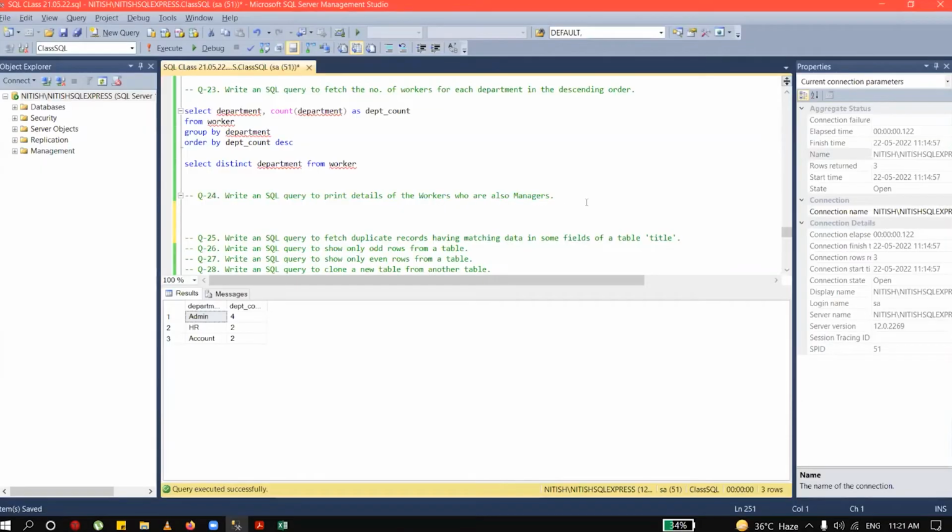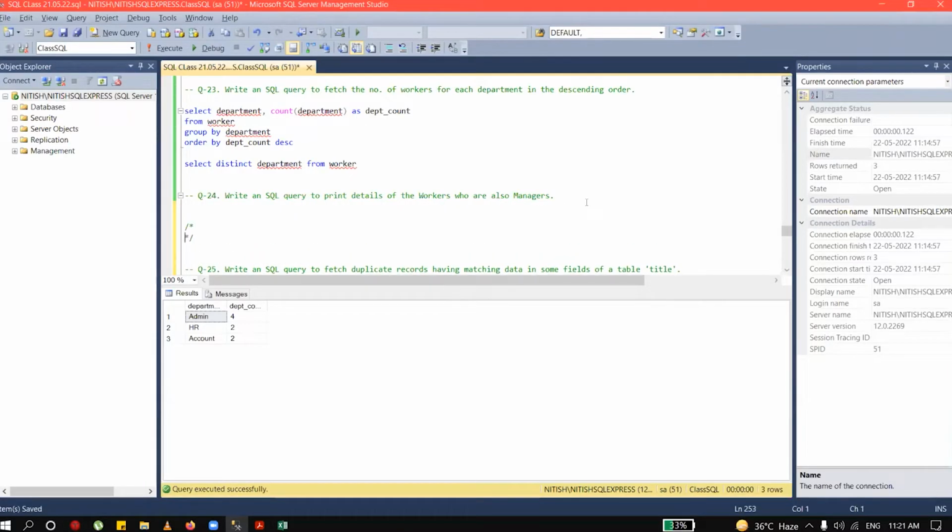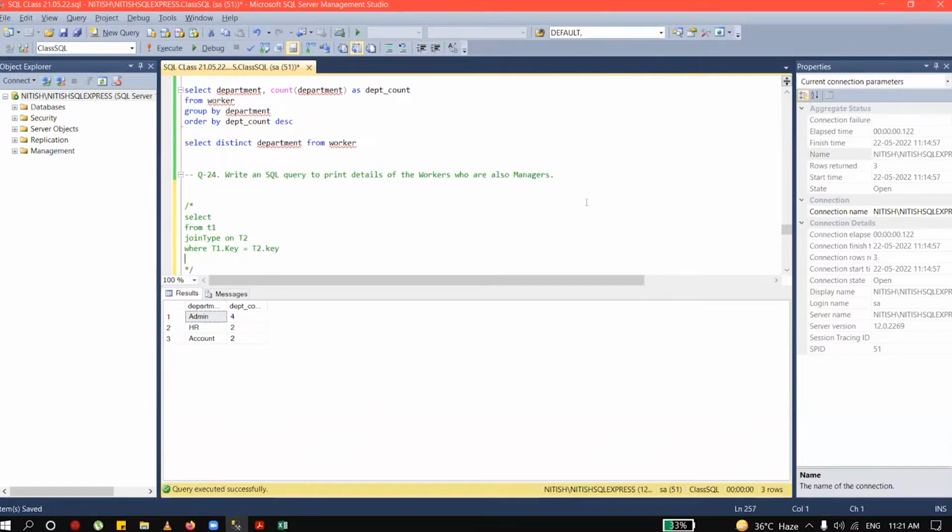How to write a join in SQL Server? The syntax would be like this. Select from table 1, and join table 2. Before we write the on, we have to specify what type of join you're looking for. Is it left, right, inner, or full outer? So we'll write here the join type, on table 2, where T1 dot your key, which is nothing but the column I'm looking for, and similarly T2 dot key. In table 2, what is the key?